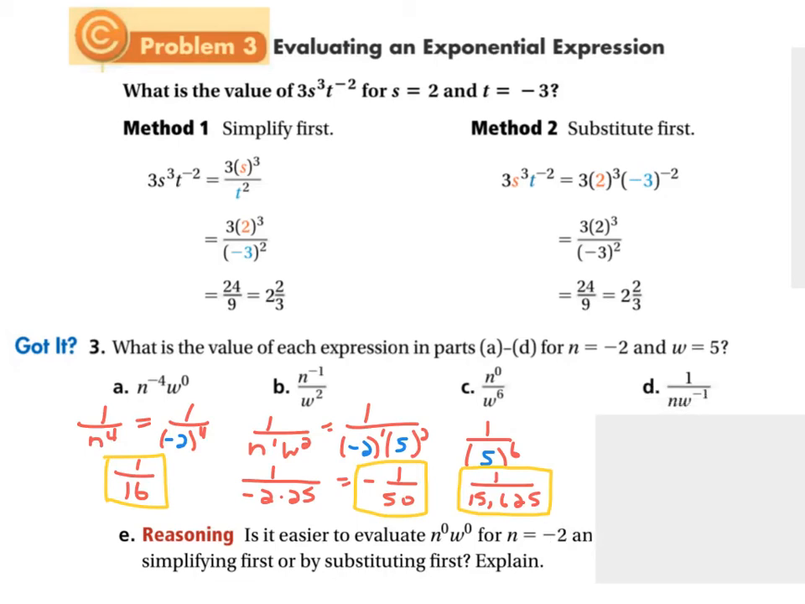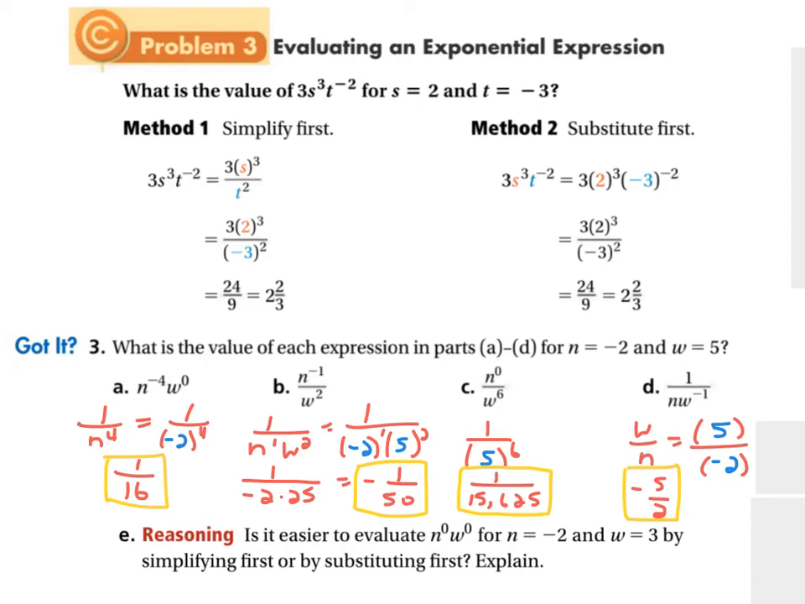What about D? Well, you can see that the w is what has the negative exponent. That jumps the fraction bar to the top as w to the 1st on top, or just w, and n is on the bottom. So w over n, or 5 over -2, which simplifies, if you put the negative out front, to -5 over 2. Okay? Hopefully you got those right.